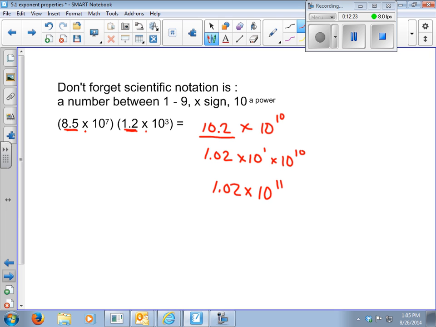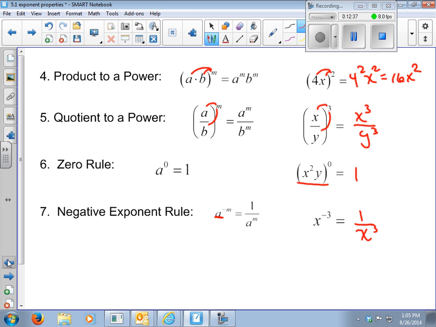All right, that's it for your product, quotient, and all the rest of the properties. Make sure you have all 7 of those in your notebook. I'm going to switch back to that slide very quickly. Here's numbers 4, 5, 6, and 7. You have to have these in your notebooks.